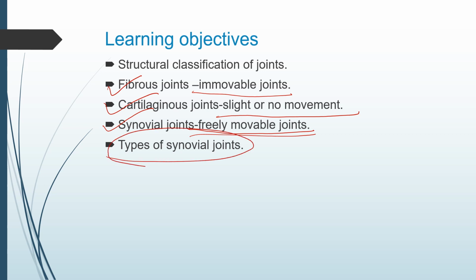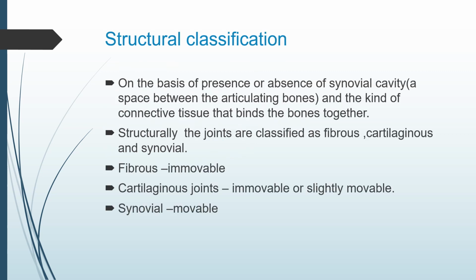Now let us see what is there in the first slide. The structural classification: on what basis are we dividing them structurally? They are mainly divided on the basis of the presence or absence of the synovial cavity. So this synovial cavity, what is that? It is a space between the articulating bones. So these are all new terms. This synovial cavity has a fluid which is called the synovial fluid, and the kind of connective tissue that binds the bones together. On the basis of that only we are dividing them structurally.